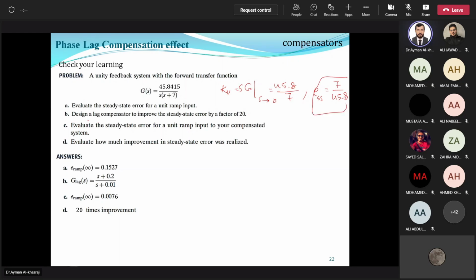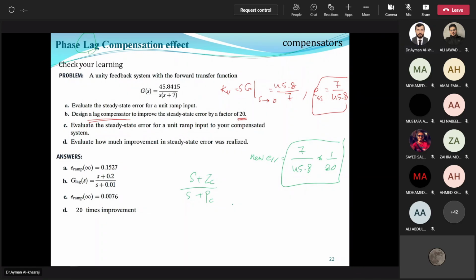The question is to design a compensator to improve the error by 20. Improve the error by 20 means it will reduce it by 20. So a new error equals 7 over 45.8 multiplied by 1 over 20. Okay, this is the new error. So I need to add a block. The block I have is S plus zero compensator over S plus pole compensator. Lag, where is the lag? Lag means the zero is closer to the origin 20 times.